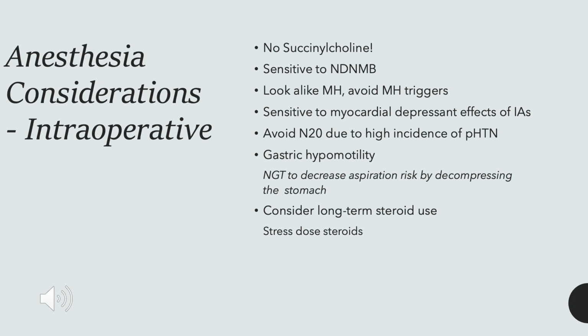And the anesthesia recommendation is really to use TIVA, which is total intravenous anesthesia, as a method of keeping this patient population sedated. A few more housekeeping notes is to avoid nitrous oxide due to the increased risk and high incidence of pulmonary hypertension. There is gastric hypomotility in this patient population, so a lot of times we'll use a nasogastric tube to decrease aspiration risk because this can decompress the stomach. And if this patient has been on long-term steroid use, consider that you might want to use a stress dose steroid for this patient.